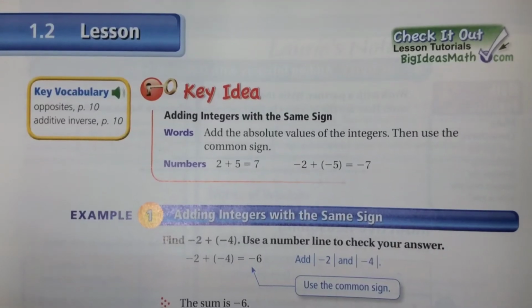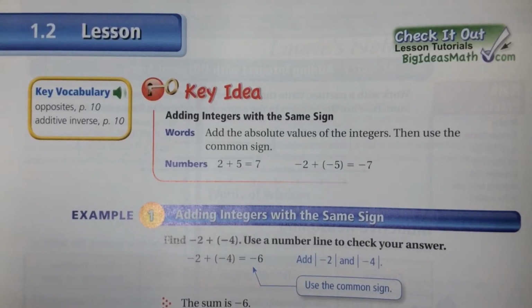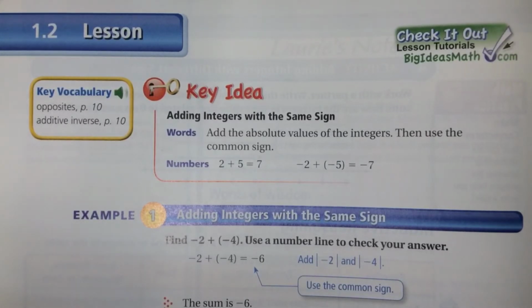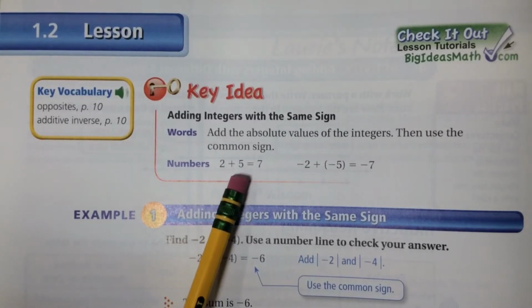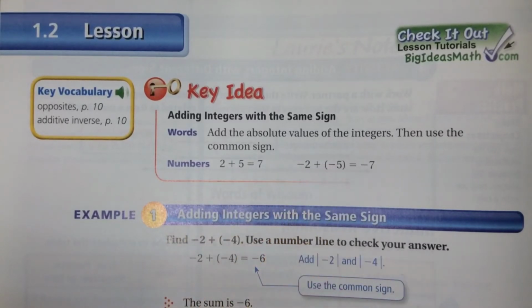All right, this is lesson 1.2. We're still talking about integers, and it's on page 10. So if you're following along, page 10. And it says adding integers with the same sign. So here we have two positive integers, and here we have two negative integers being added together. So that's what they mean by the same sign.